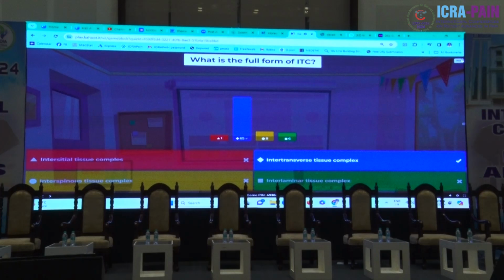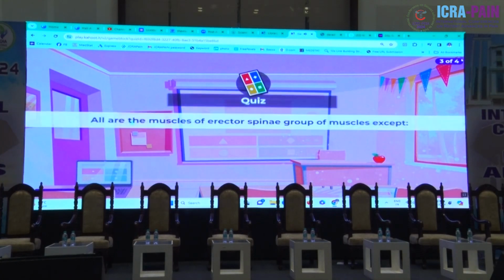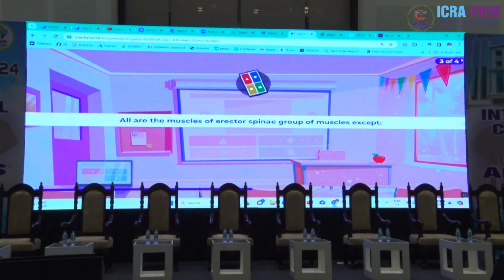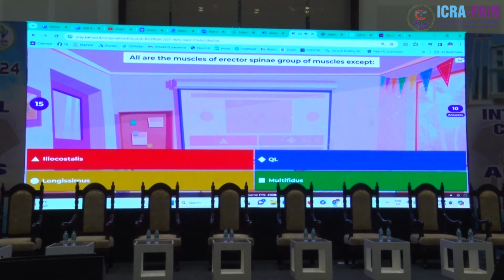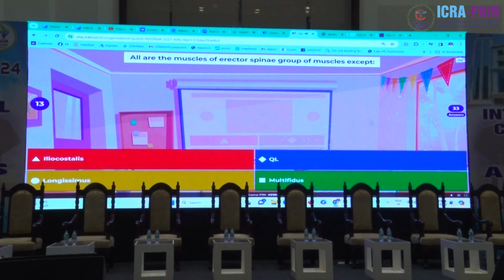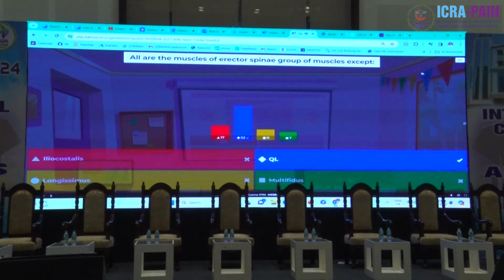Okay, again maximum right answer. Next, all are the muscles of the erector spinae group of muscles in the lumbar area, except: iliocostalis, QL, longissimus, multifidus. One is not an erector spinae muscle. Oh my God, a lot of wrong answers.